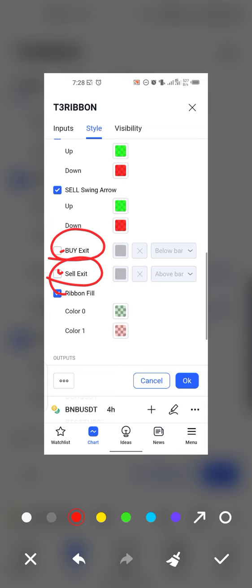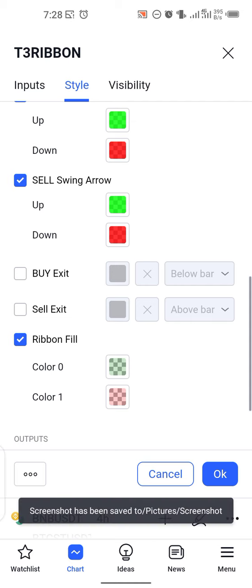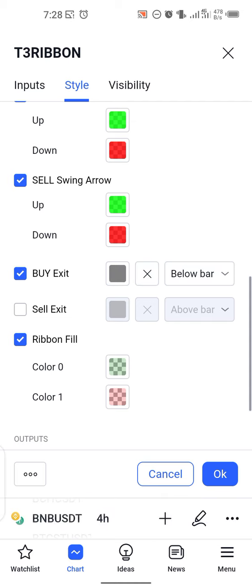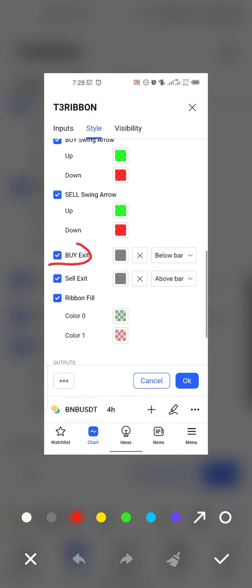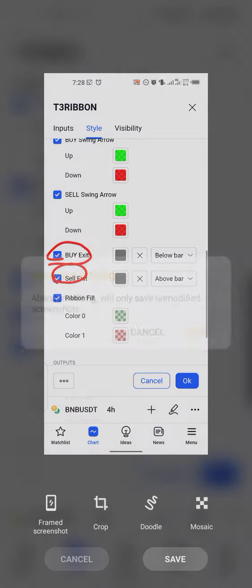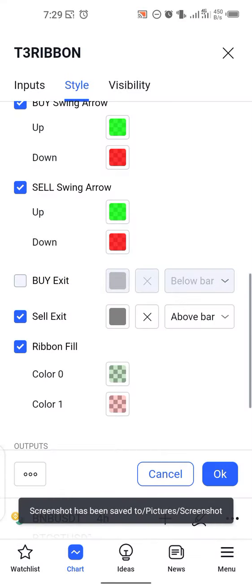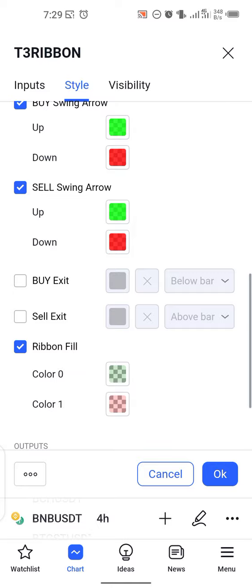Then we untick these ones. So we just tap into the small boxes and untick. Because at first they were like this, right? So we come on the indicator like this, then we tap there, we untick. So it means when we untick, it will be like this. Now what next?